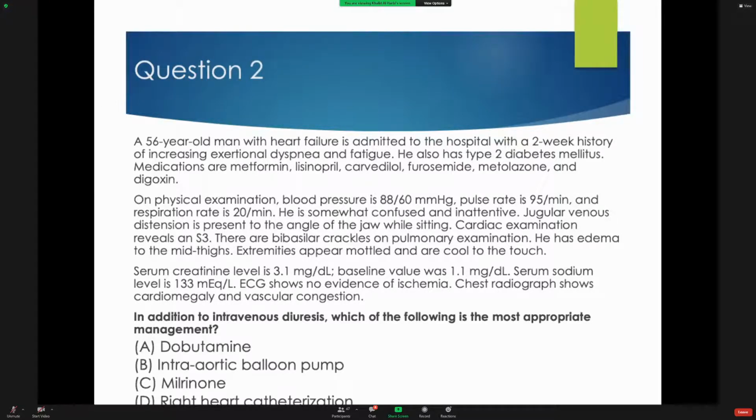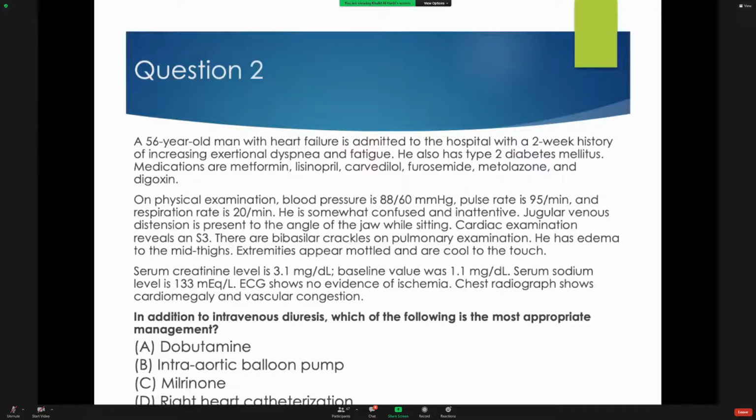Okay, what's your answer here? What do you think? Doctor, she has acute kidney injury. Okay, yes, the creatinine level is 3.1. It has edema. Okay, so what is the management for this patient?